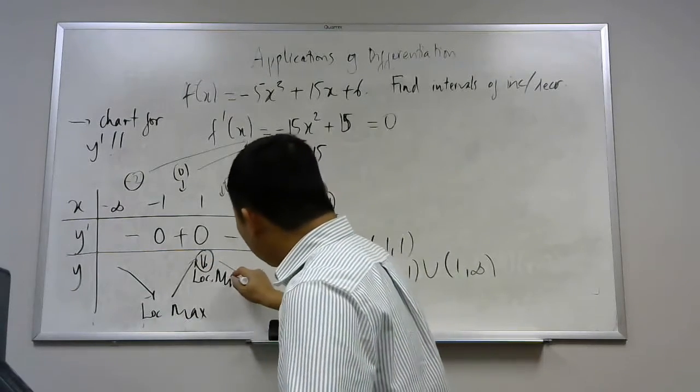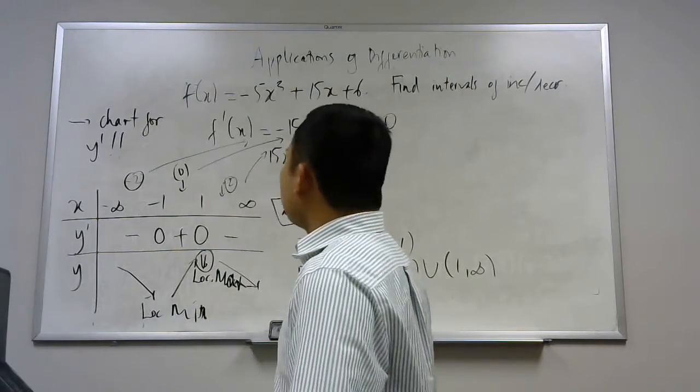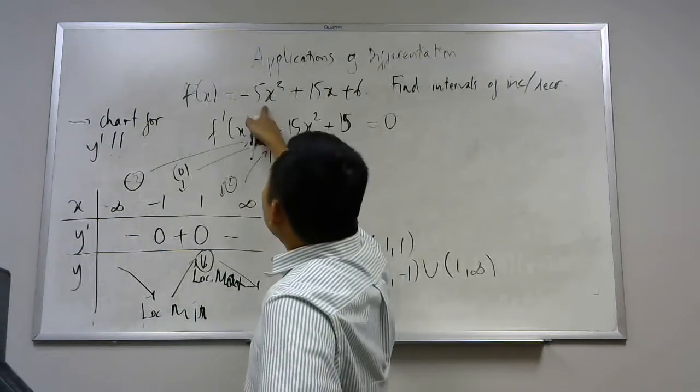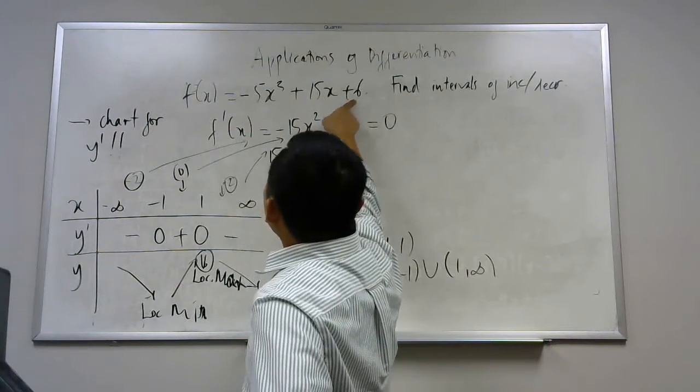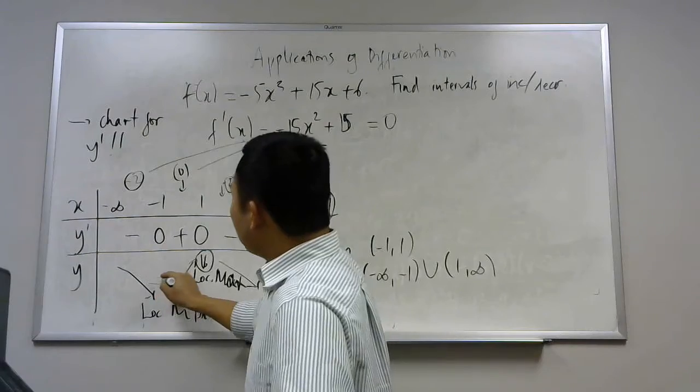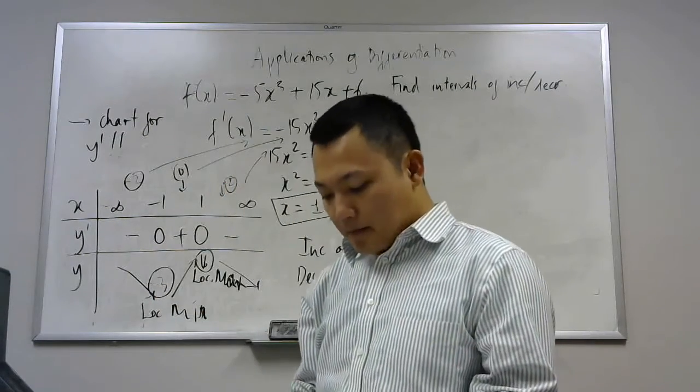Oh, sorry, here's local maximum. Here's local minimum. So negative 1 into this, you get 5, 5 plus 6 is 11, 11 minus 15 is negative 4. Actually, you get 6, 6 plus 6 is 12, 12 minus 15 is negative 3. So negative 3 is your local minimum. Is it?